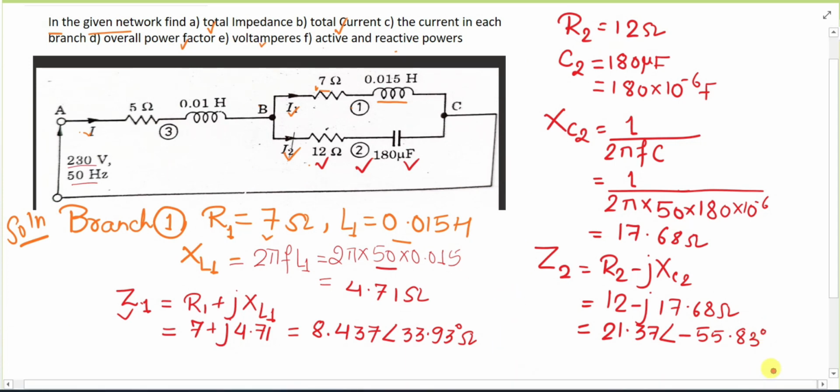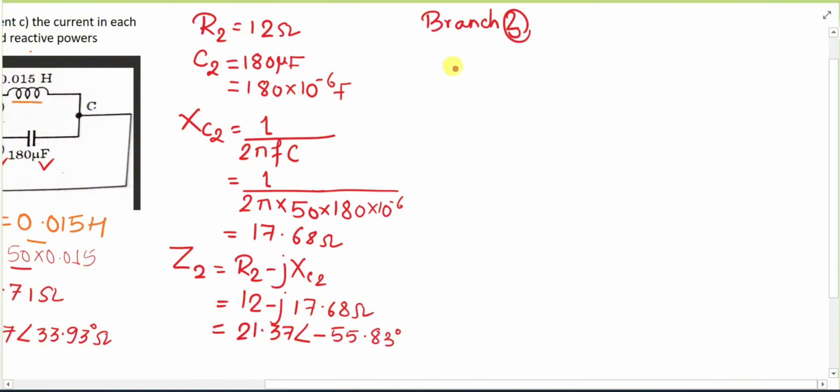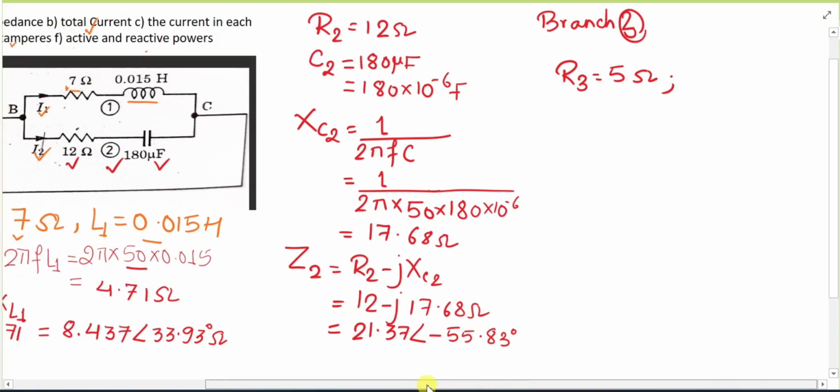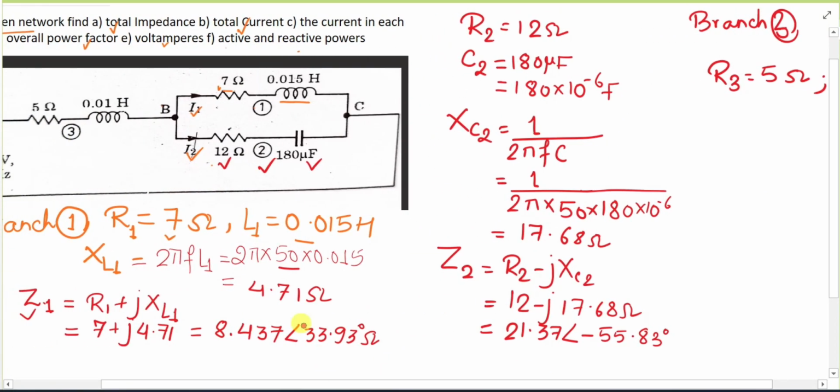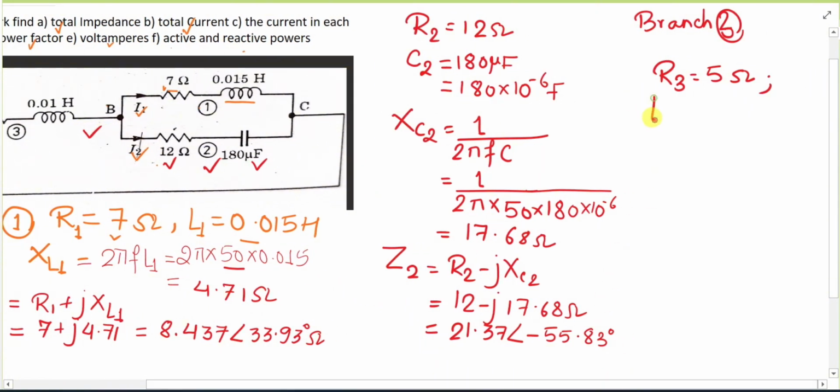Once you identify the impedance of branch 2, let's identify the impedance of branch 3 as well. For branch 3 you must write the parameters. We are provided with the resistance of 5 ohm. R3 is equal to 5 ohm, and in branch 3 we again have an inductor, so we'll write L3 is equal to 0.01 H.